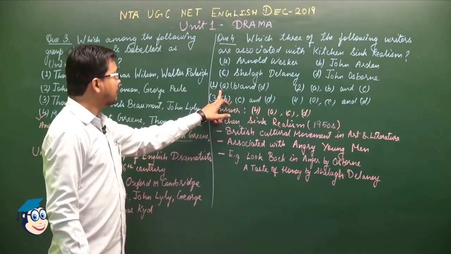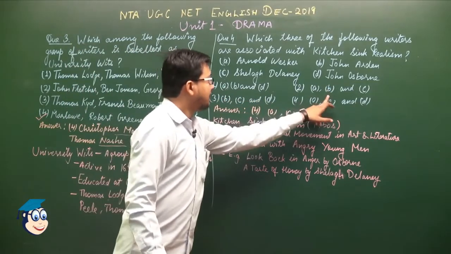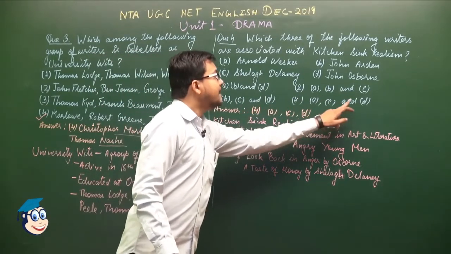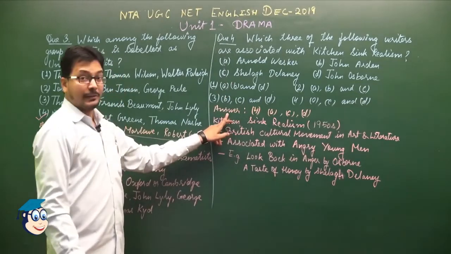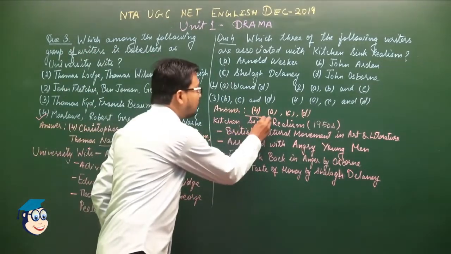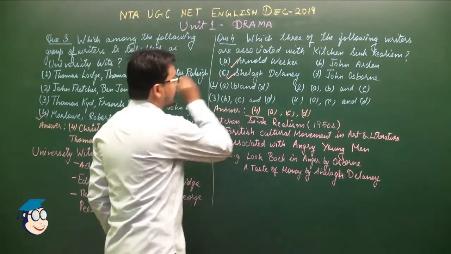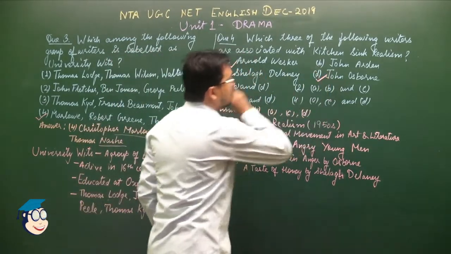The four options given here are ABD, ABC, BC and D, and the fourth one A, C and D. And this is the correct one. The fourth one. That means A, Arnold Wesker, C, Shelag Delaney, and D, John Osborne.